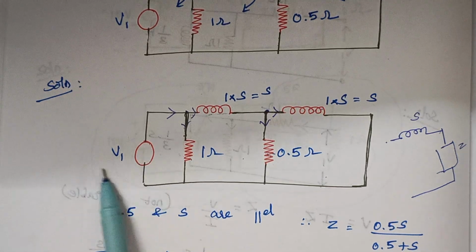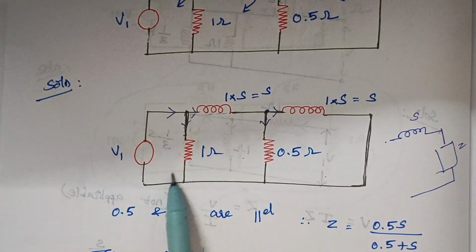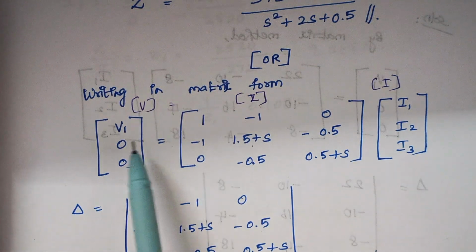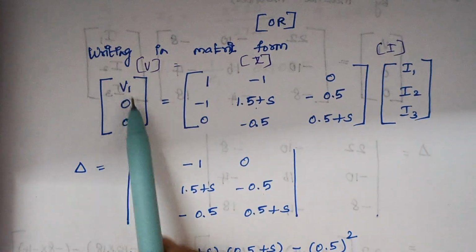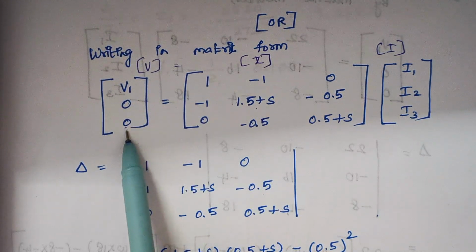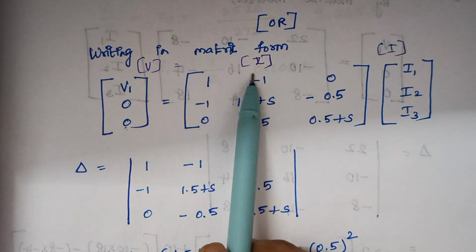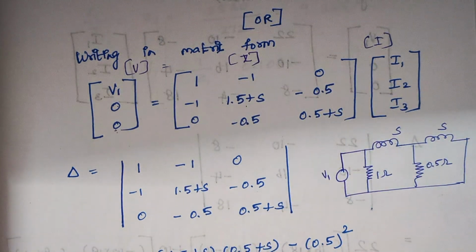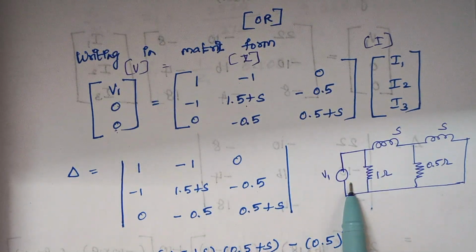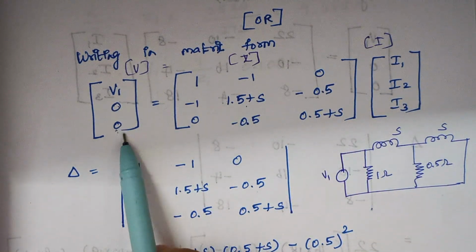What about the voltage source? We have only one voltage source, and that voltage source belongs to the first loop. So while writing, we write V1, 0, 0, because the second loop and third loop don't have a voltage source. V1 is available only for the first loop. There are no voltage sources in loop 2 and loop 3. Therefore, here it is 0.